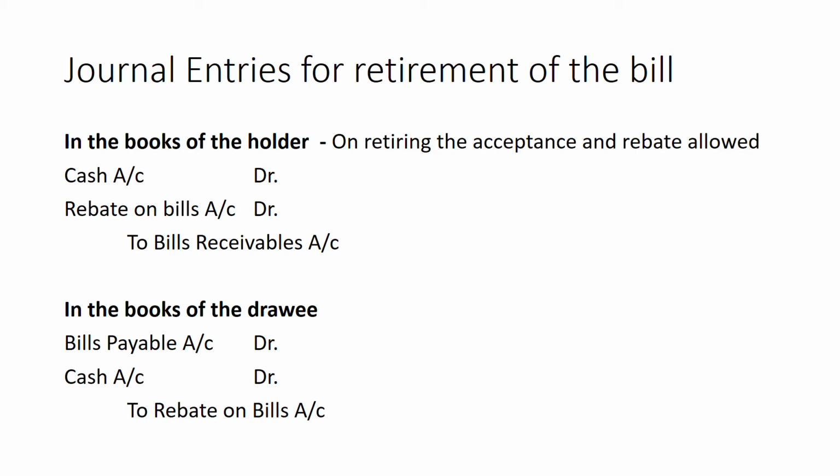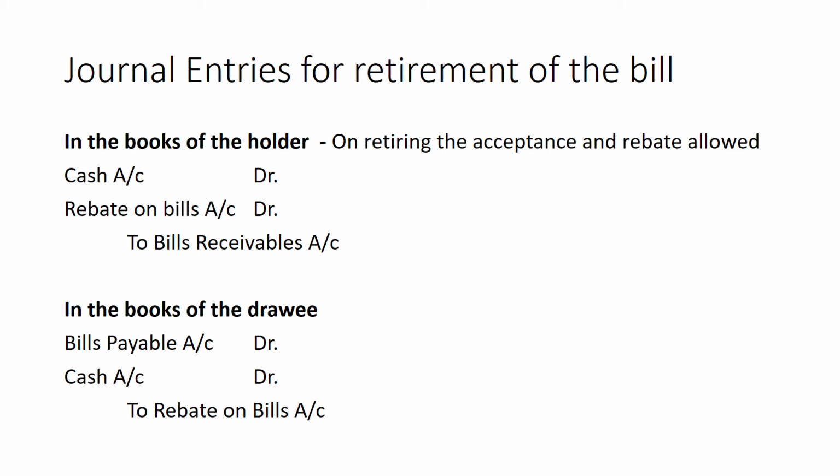There is a mistake here. Bills payable account debit to cash account to rebate on bills account. So, the correct journal entry is bills payable account debit to cash account. Cash goes out of the hand, to rebate on bills account. Rebate is nothing but an income for the drawee.